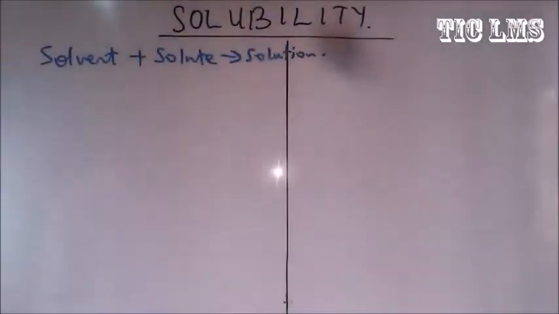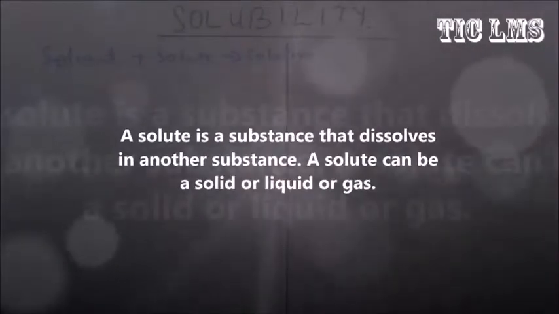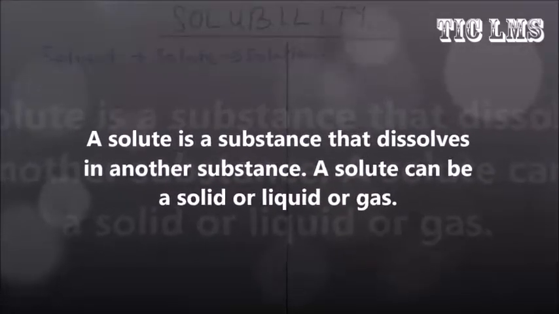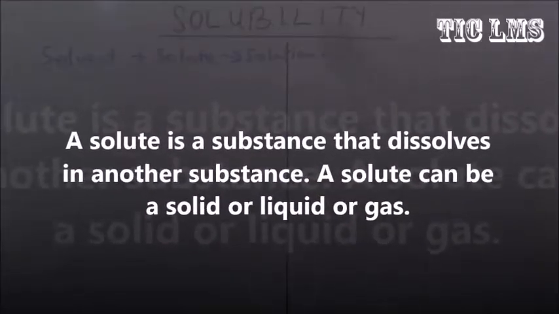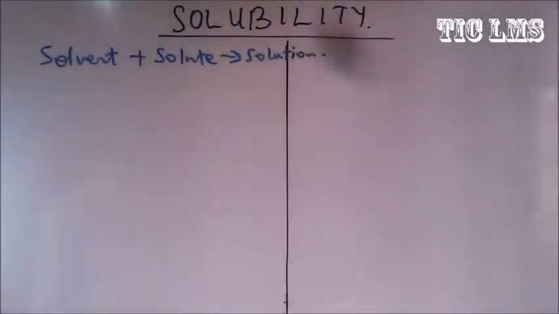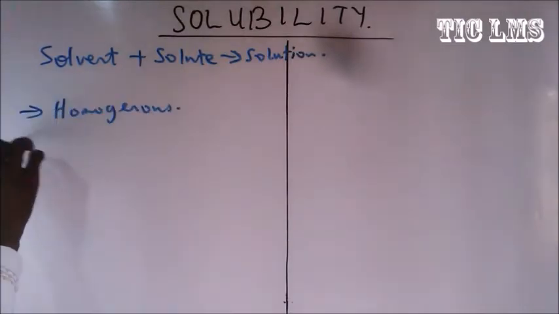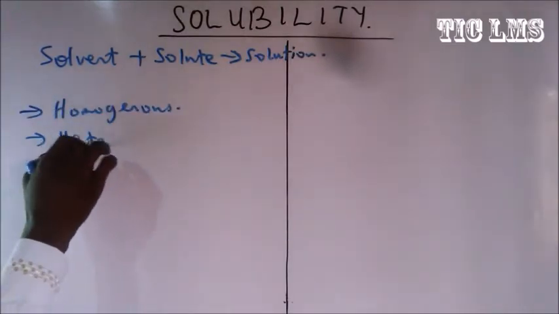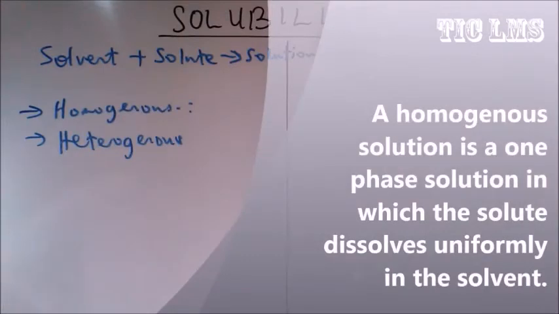And a solute is a substance that dissolves in another substance. Take note that a solute can be solid, liquid, or gas. When a solution is formed, it is possible that it will be homogeneous or heterogeneous. A homogeneous solution is a one-phase solution in which the solute dissolves uniformly.